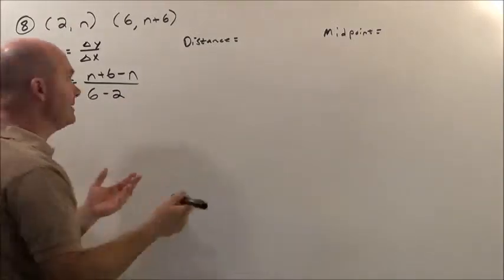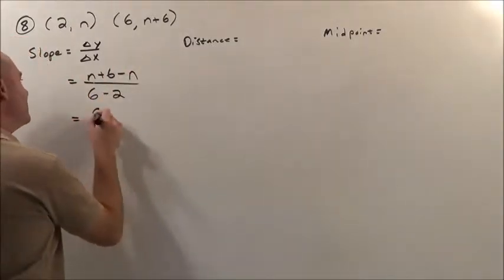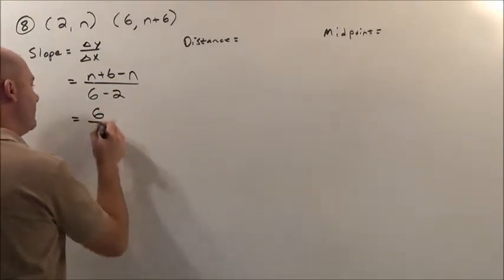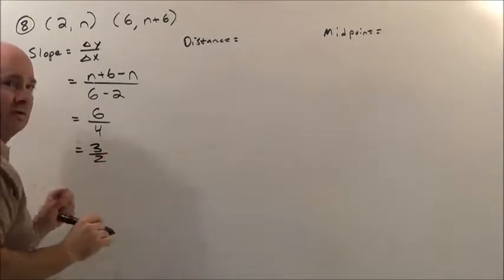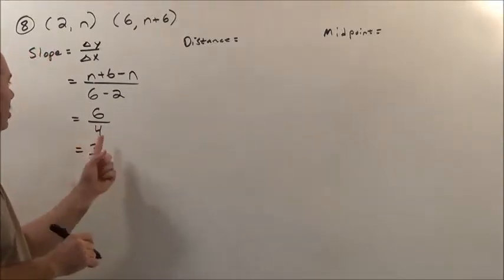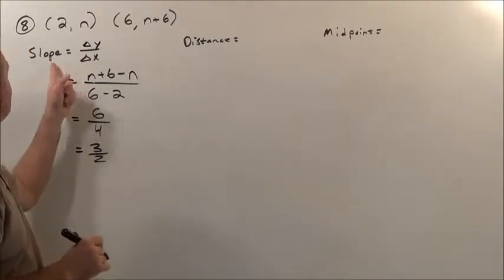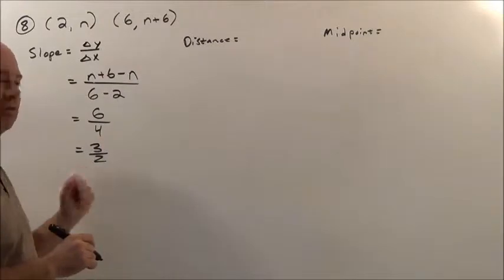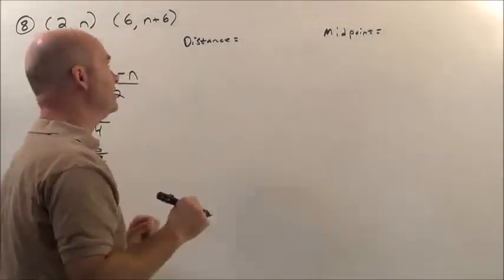Well, look how nice this is. n take away n goes away. I'm left with 6 on top over 6 minus 2, 4. So it's 6 fourths or 3 over 2, 3 halves. If you want, you can put 1.5, but since we're talking slope, it's okay to leave it as an improper fraction. So the slope between these 2 points will be 3 over 2. It'll rise up 3, run over to the right 2.